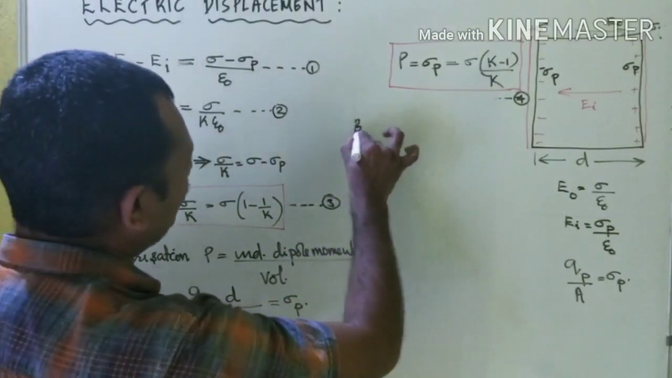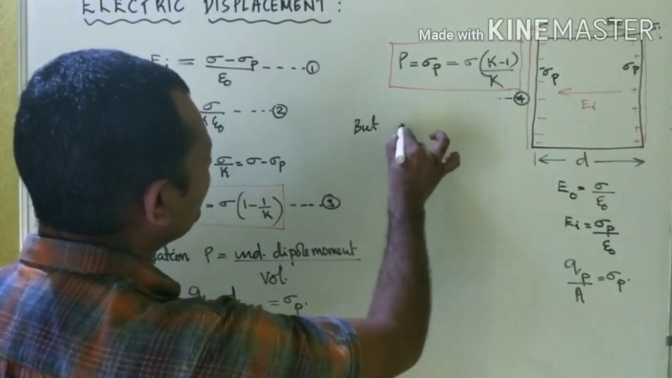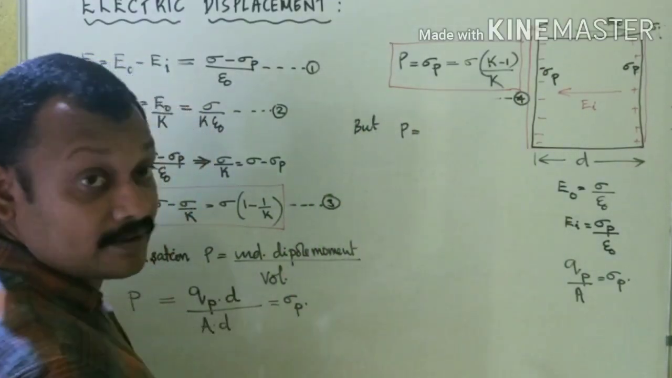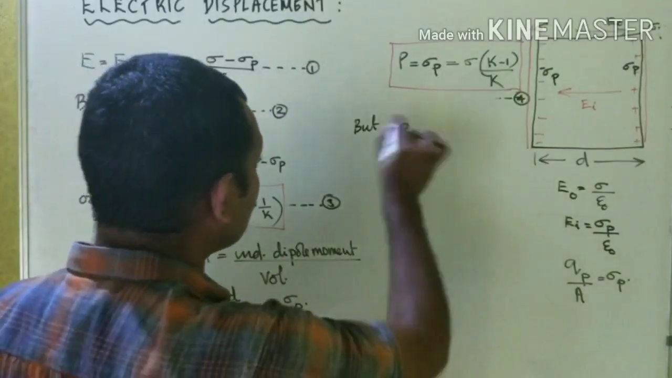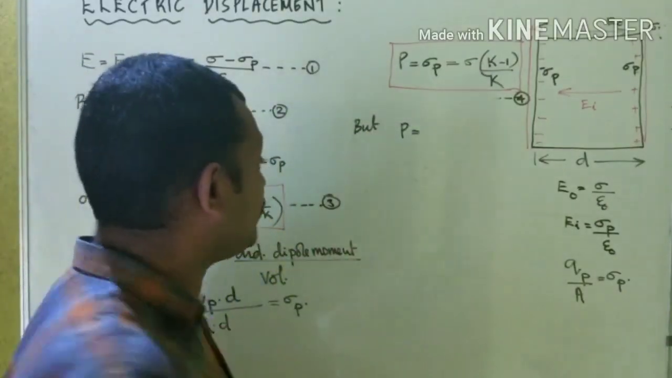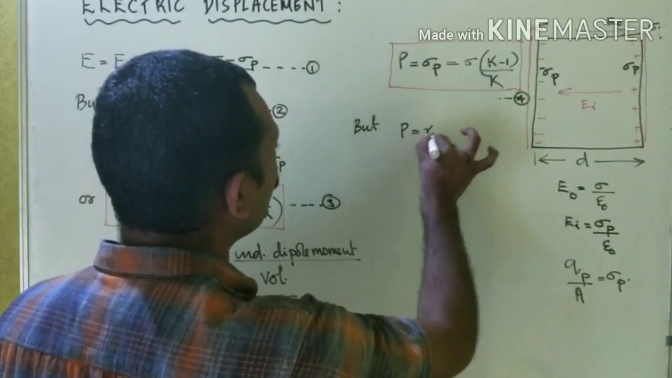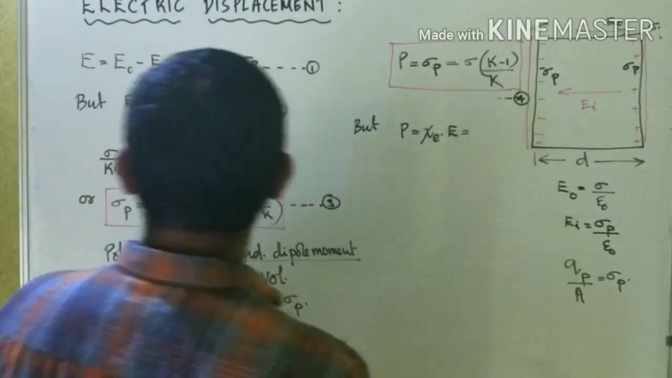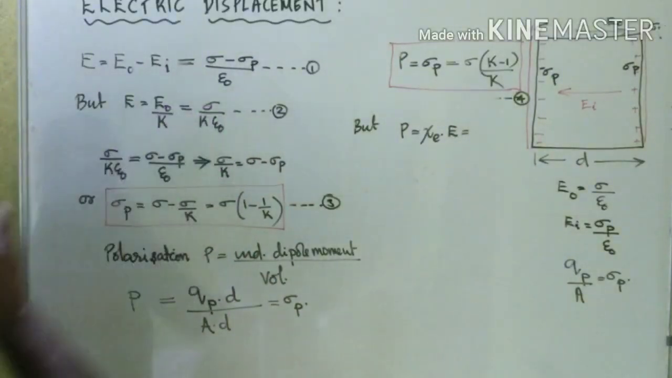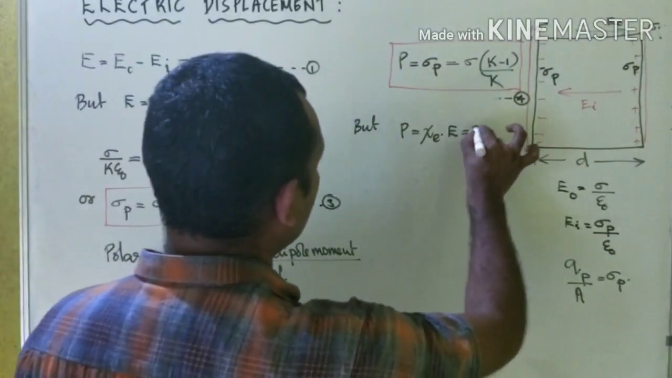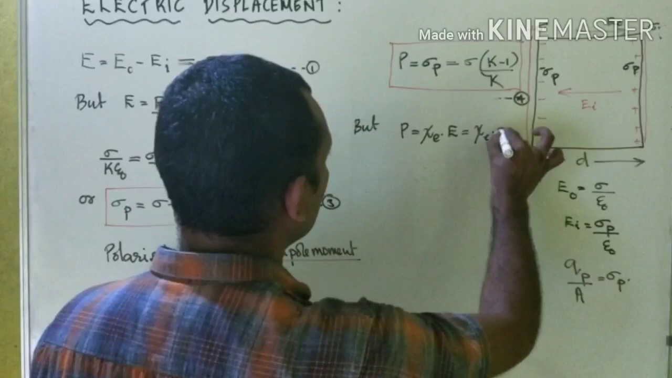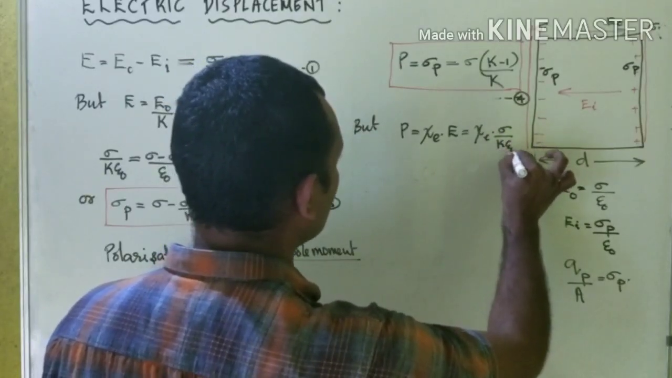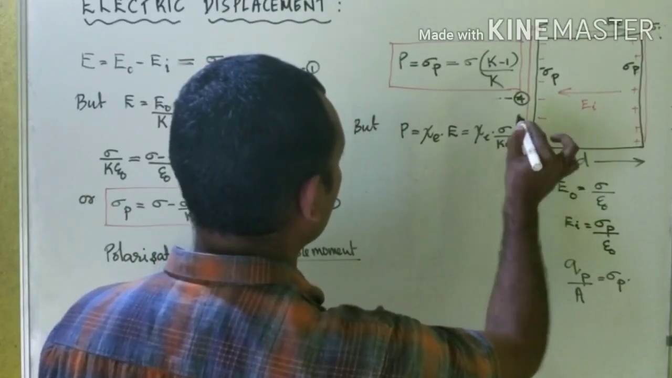But in the topic dielectrics, we have seen that polarization P is a vector quantity, although I am just writing the magnitude. The magnitude of the polarization P is equal to chi E into E. E is equal to sigma divided by K epsilon 0. I will write it as chi E into sigma divided by K epsilon 0. Let us put this as equation number 5.